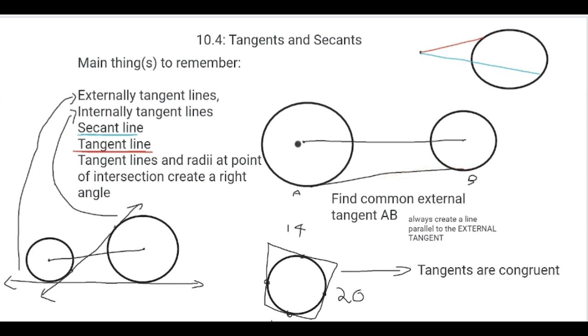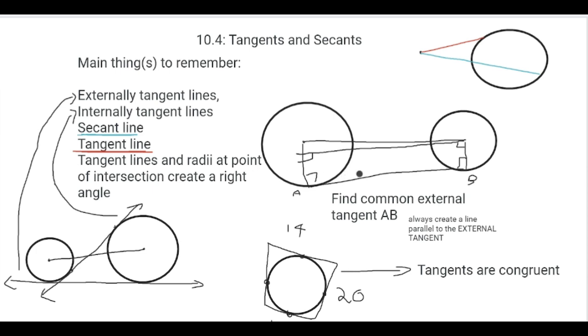The simplest way to do it is first to create right angles from this on these two sides. And notice what I wrote here: always create a line parallel to the external tangent. This is a super important point. So the external tangent, AB. Let's create a line parallel to AB from the small circle, always from the small circle. And let's create a parallel line here. So if the lines are parallel, we know these are right angles.